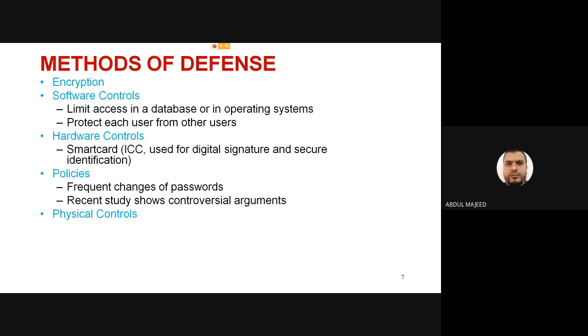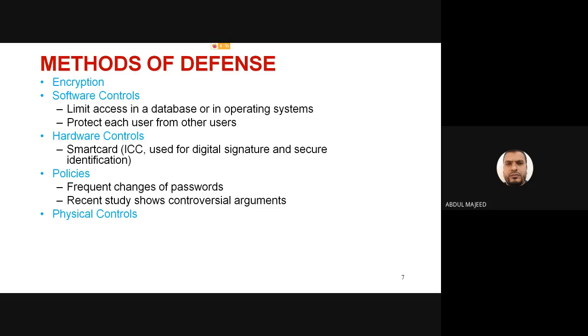You might have seen that some systems change the password daily with respect to the date, with respect to the day, right? That is a good policy to protect our system and our data. So frequently change your password. Do not use the same password for a long time.